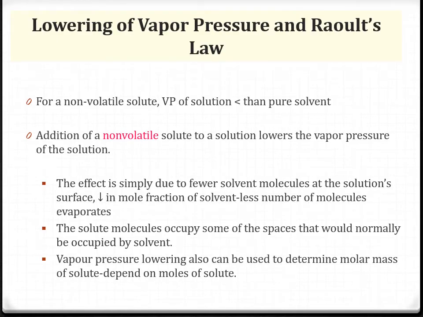Addition of a non-volatile solute to a solution lowers the vapor pressure of the solution. The effect is simply due to fewer solvent molecules at the solution surface. This will decrease the mole fraction of solvent and will make the molecules less evaporated. The solute molecules occupy some of the spaces that would normally be occupied by solvent. Vapor pressure lowering also can be used to determine the molar mass of solutes, which depends on the moles of solute.